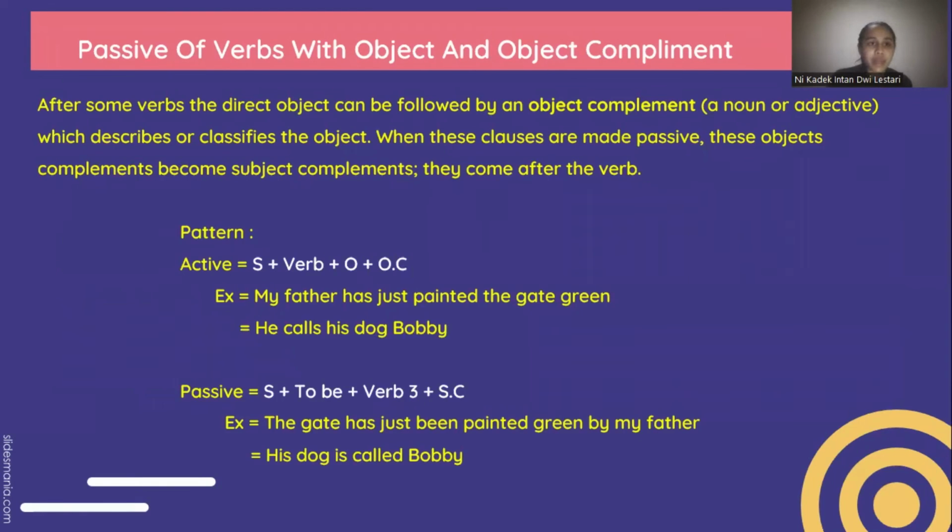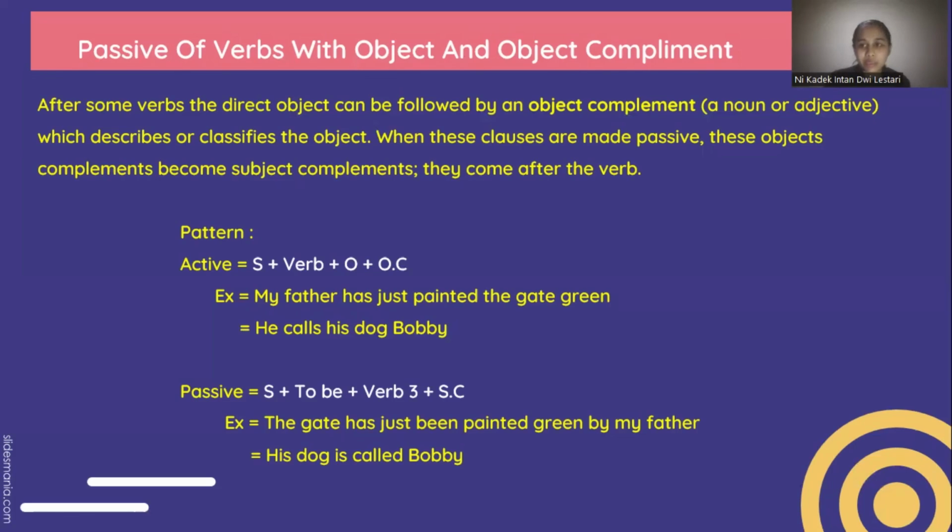Okay. And then passive of verbs with object and object complement. So I think, yeah, this is the last material. Okay. After some verbs, the direct object can be followed by an object complement, which is a noun or adjective, which describes or classifies the object. When these clauses are made passive, these object complements become subject complements, like they come after the verb.